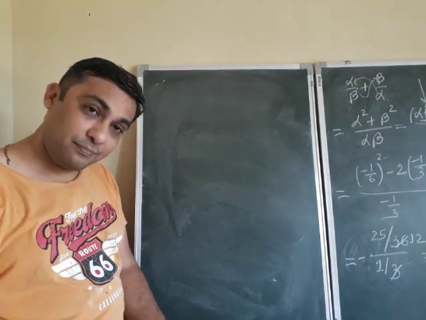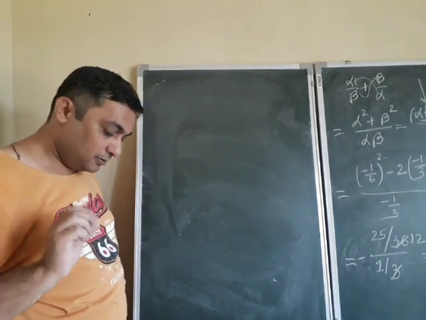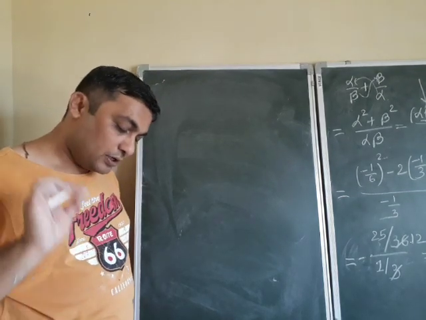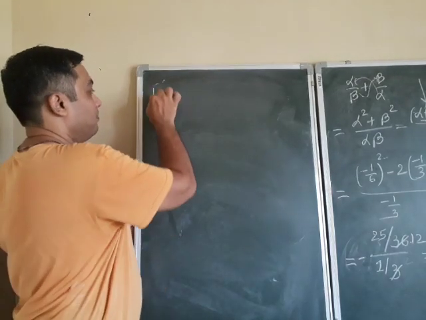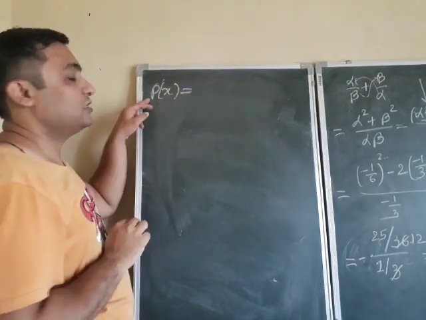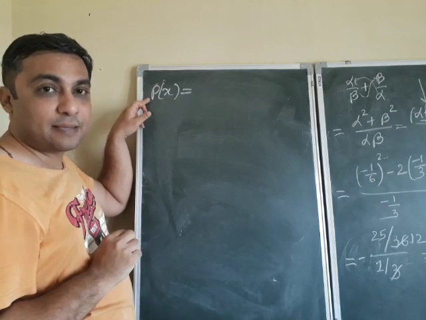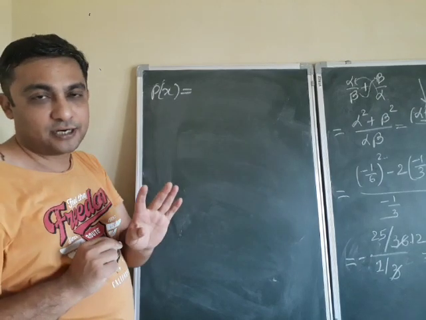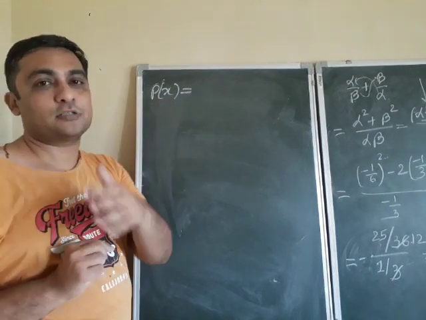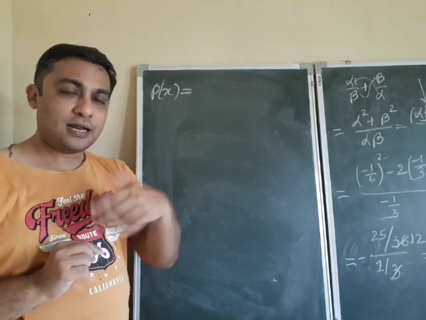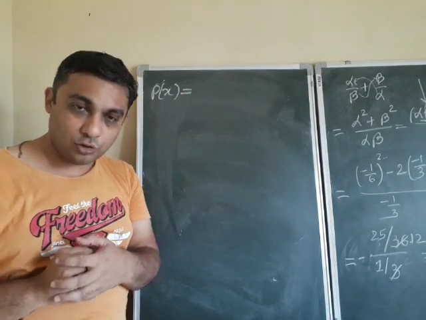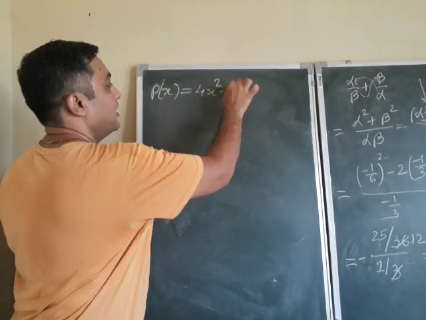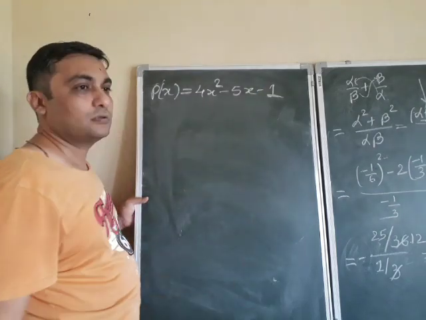One more example. I read the data. Alpha and beta are the zeros of the quadratic polynomial. And don't confuse, this polynomial may be written as p of x, f of x, g of x, r of x, h of x. By any name it can be represented. So in an examination, if it is written as f of x, don't confuse. Clear? Those are different names of the polynomial. Okay. So see, p of x is 4x square minus 5x minus 1.